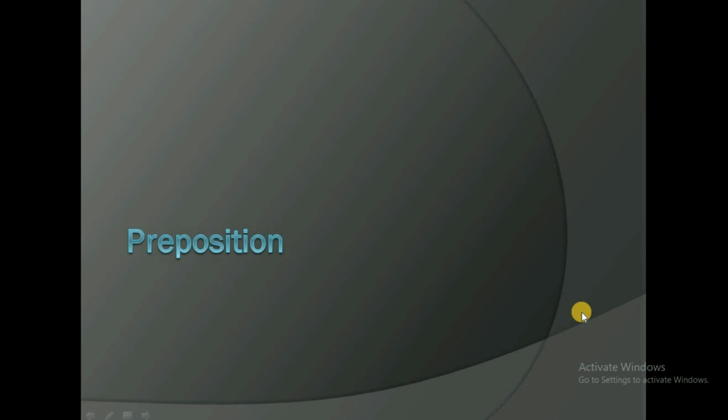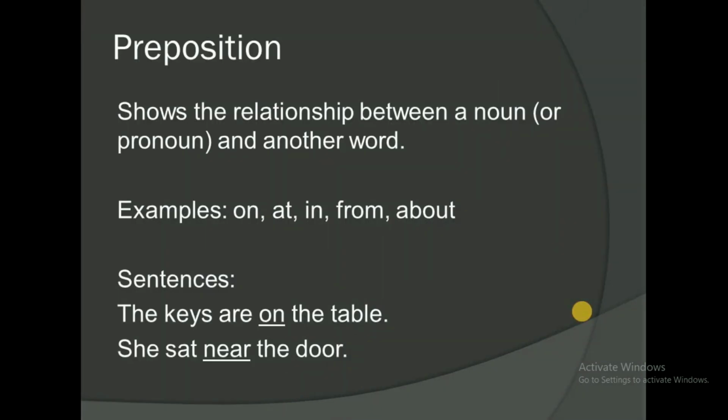We come around now to the preposition. Preposition in many cases indicates place. Think about a pen. If I asked, where is the pen? You could say it's on the desk, it's under the desk, it's in the desk, it's by the desk. So all of those words are prepositions. But it can also relate to time. He arrived on time, for example. So words like on, at, in, from, about. These are all prepositions. The keys are on the table. She sat near the door.